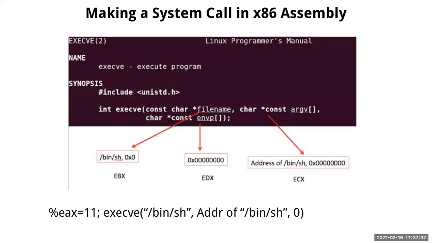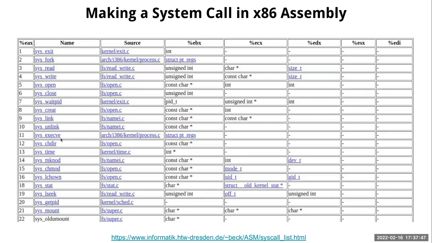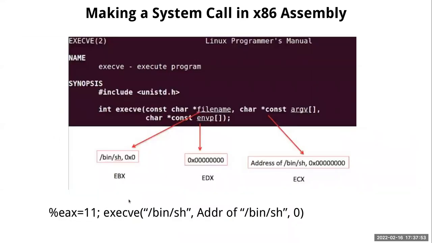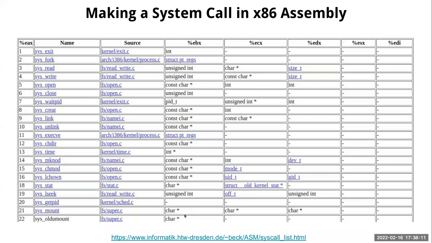Okay, to remind you how to make an exec system call, we actually went through this a little bit in the first week. First, you need to set the EAX as 11. That's because this is a system call number. The first argument for this one is a file name. The file name is actually the new program you want to execute. So in our case, it is the string /bin/sh. It is a string, okay? So we need to put the string somewhere and put the address into EBX.